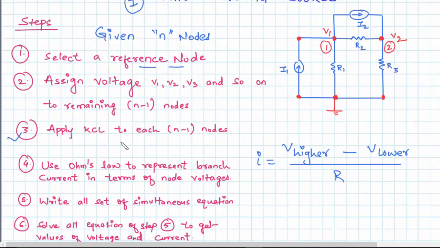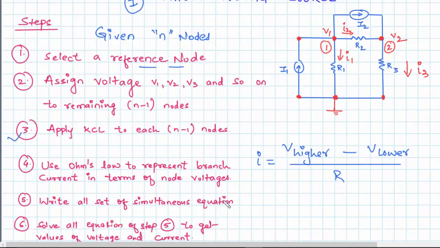So in step 3, we need to apply KCL to each of the n-1 nodes. Before applying KCL, we need to mark all the branch currents. So I1 is coming to node 1, and let's say this is small i1 and this is small i2, and from R3, i3 is flowing. So we have small i1, small i2 and small i3 as branch currents.